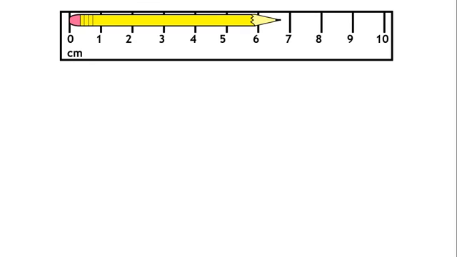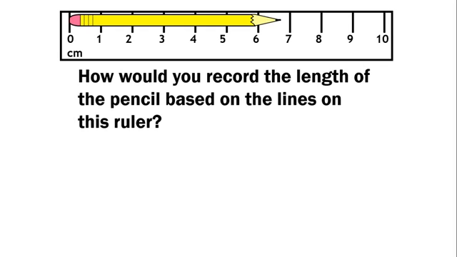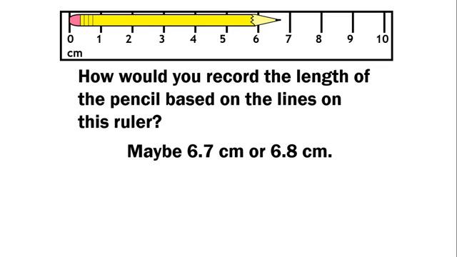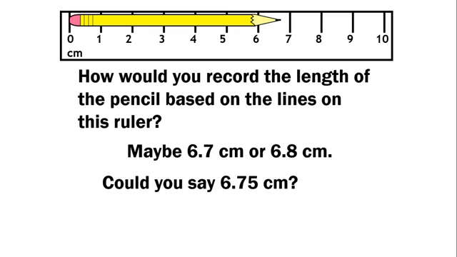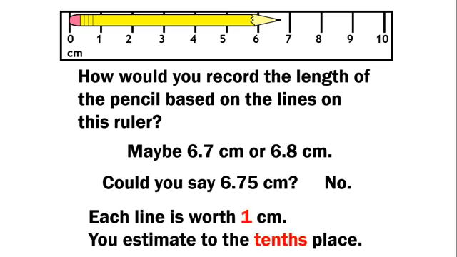Alright, now on this ruler, we might say that the measurement is between 6 and 7, possibly 6.7 or 6.8. The final digit is the estimated digit. We could not say 6.75, and the reason for that is because we can only go 1 power of 10 smaller than what the lines are worth on the ruler. So we could estimate to the 10th place.